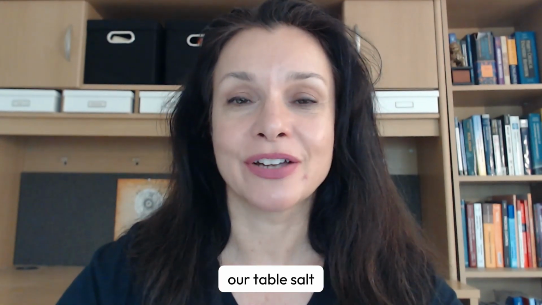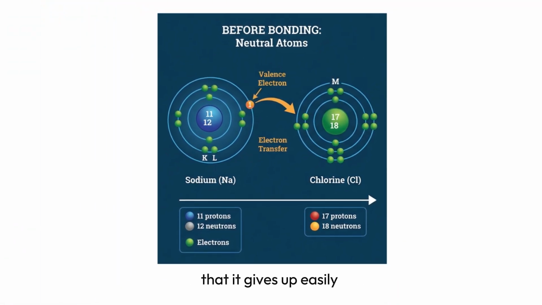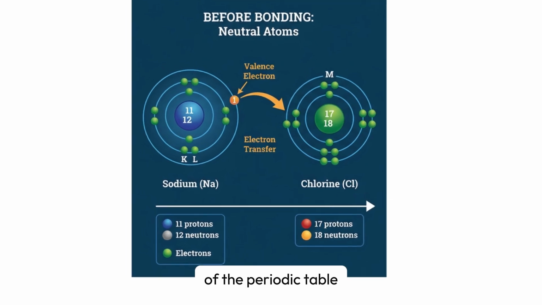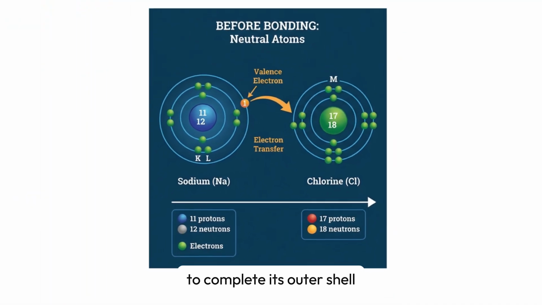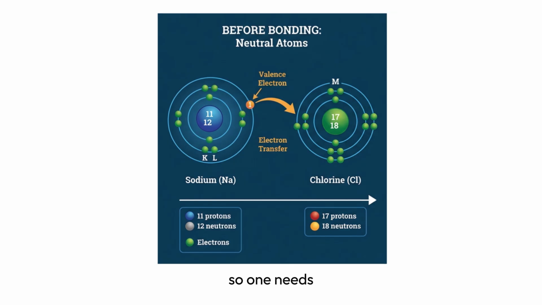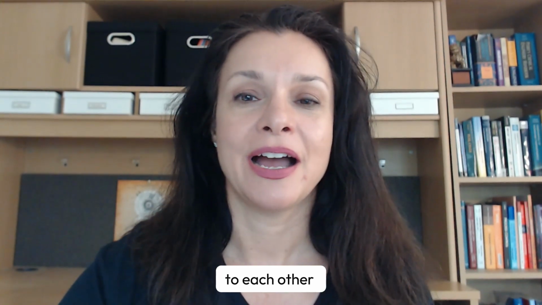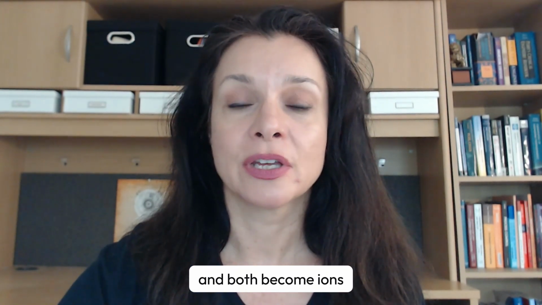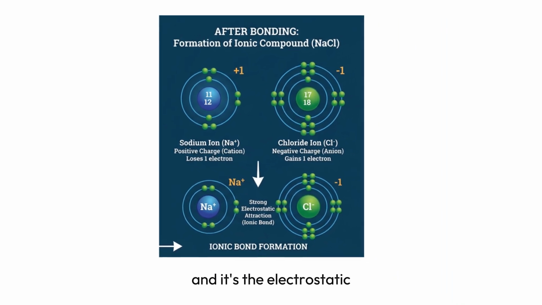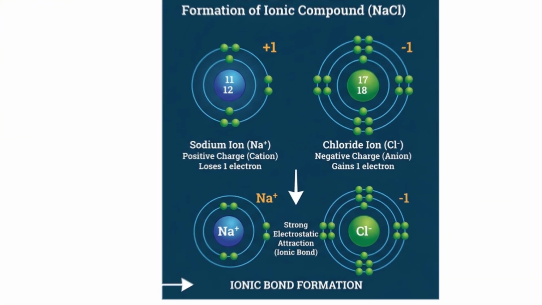One example of this is our table salt. Sodium has one loosely bound valence electron that it gives up easily, because it's in the first column of the periodic table. Chlorine, being in the second to last column, needs one electron to complete its outer shell. So one needs an electron, one has an extra electron, and they are attracted to each other. The sodium transfers that valence electron to the chlorine, and both become ions, sodium positive, chlorine negative, and it's the electrostatic attraction between them that forms sodium chloride.